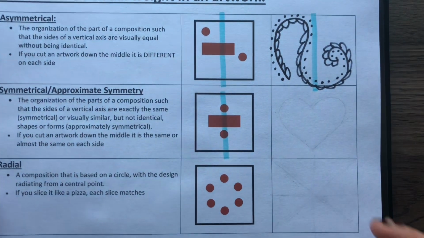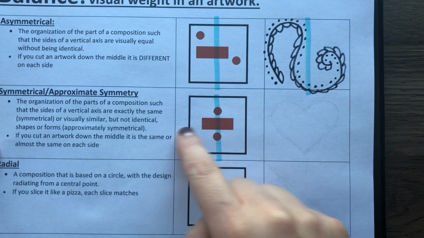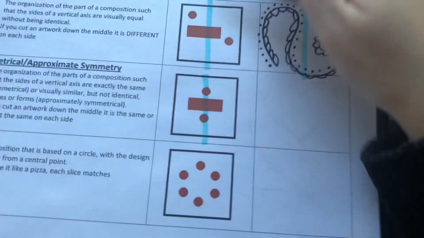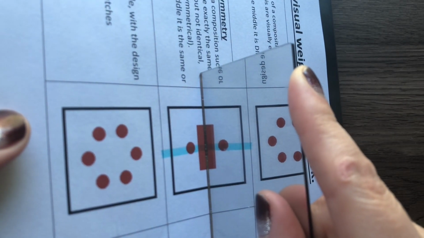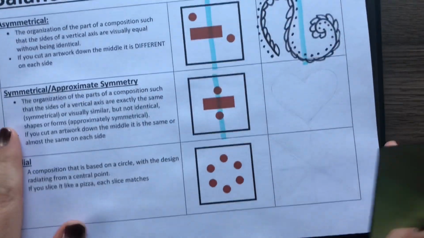Now this one's a little bit tricky also because it's symmetrical if you cut it the other way too. If I turn this to the side and do that little mirror trick, see how it's still the same? And it would be the same if I moved it the other way as well.